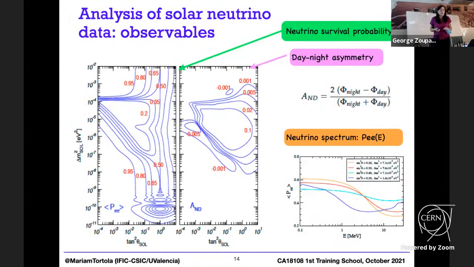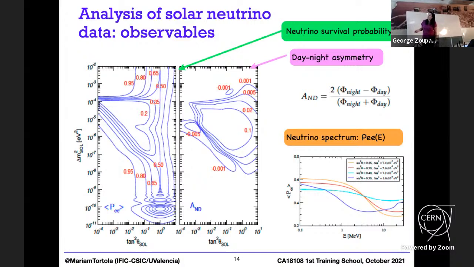And just to finish, let me show how this can be applied also to the case of solar neutrinos. In the case of solar neutrinos, we have several observables to analyze. For instance, we have the neutrino survival probability that is measured in all the experiments. The radiochemical experiments were measuring just this. Then the more modern experiments were also measuring the difference between the events in day and night, and the events as a function of the energy. So this is what we have here: the day-night asymmetry, and here the spectrum.